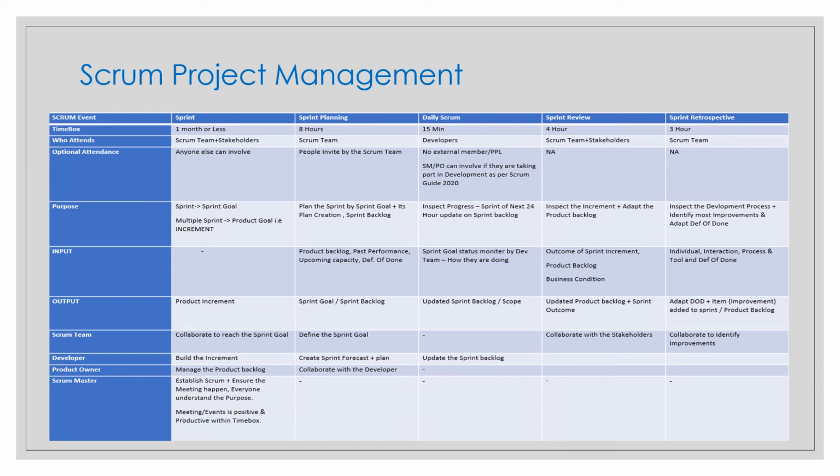And during this event, the development team plans what work will be performed in the next 24 hours. The daily Scrum is a key for inspect and adapt. In the meeting, they discuss what they have done yesterday, what they will do today, and if they have any impediments or blockers. Do they see any impediments or blockers? And the Scrum Master is there to help or for any quick decision making.